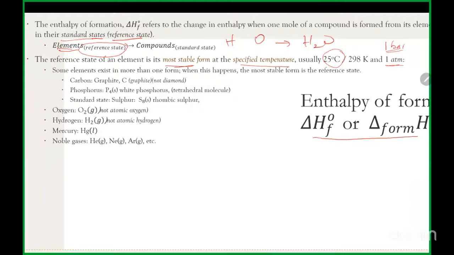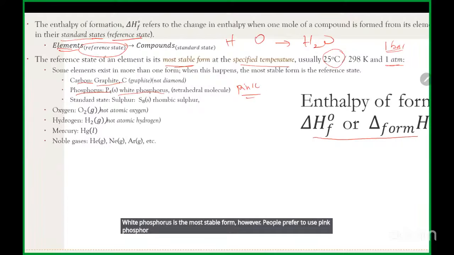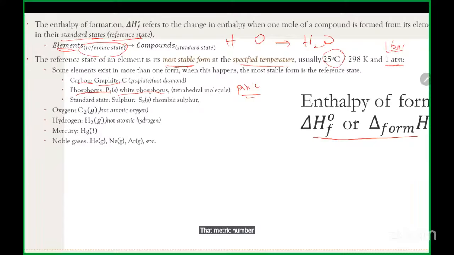1 bar. Usually, that's probably temperature at a certain height above sea level. Because there are elements that have different forms. You can have carbon existing in diamond, several allotropes. Graphite is the most stable form. Phosphorus exists as white phosphorus, pink phosphorus, and all whatnot. White phosphorus is the most stable form. However, people prefer to use pink phosphorus because it is the most ubiquitous. That metric number is not even correct.